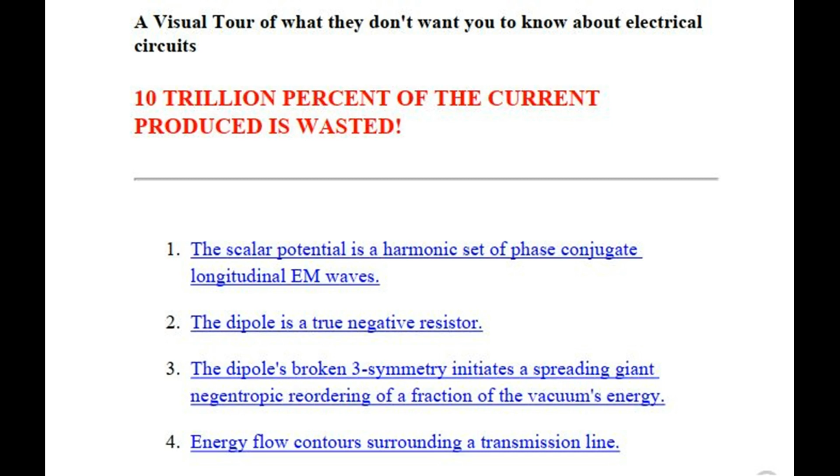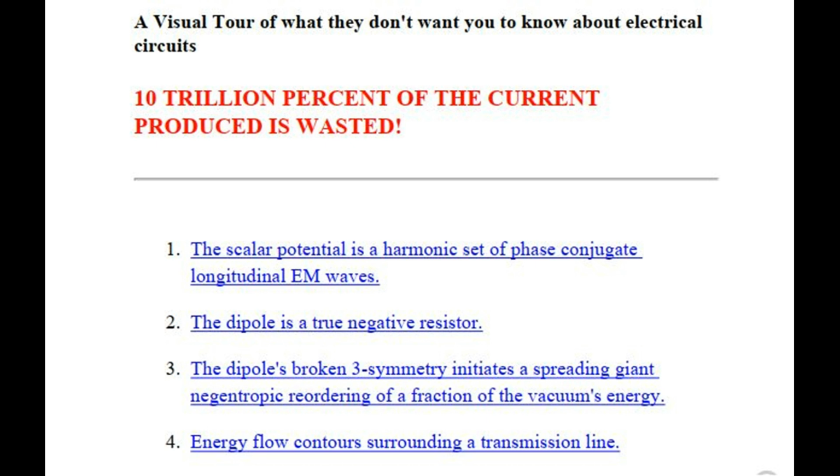A visual tour of what they don't want you to know about electrical circuits. 10 trillion% of the current produced is wasted. The scalar potential is a harmonic set of phase conjugate longitudinal electromagnetic wave pairs. The dipole is a true negative resistor. The dipole's broken 3 symmetry initiates a spreading giant negentropic reordering of a fraction of the vacuum's energy.